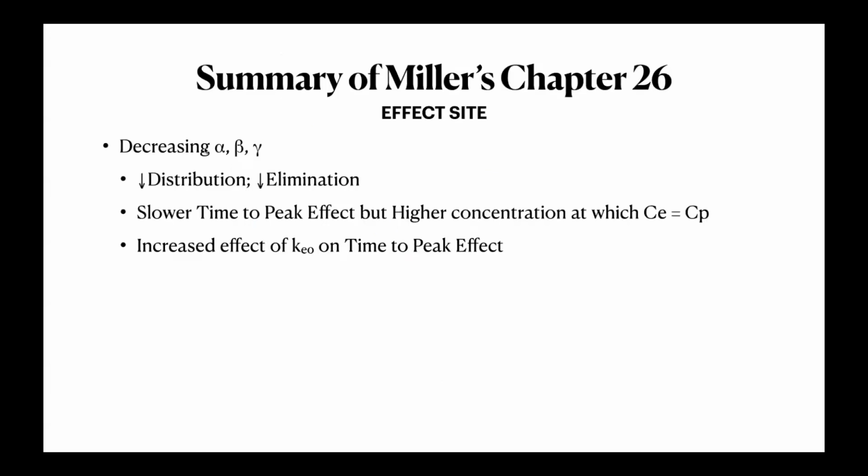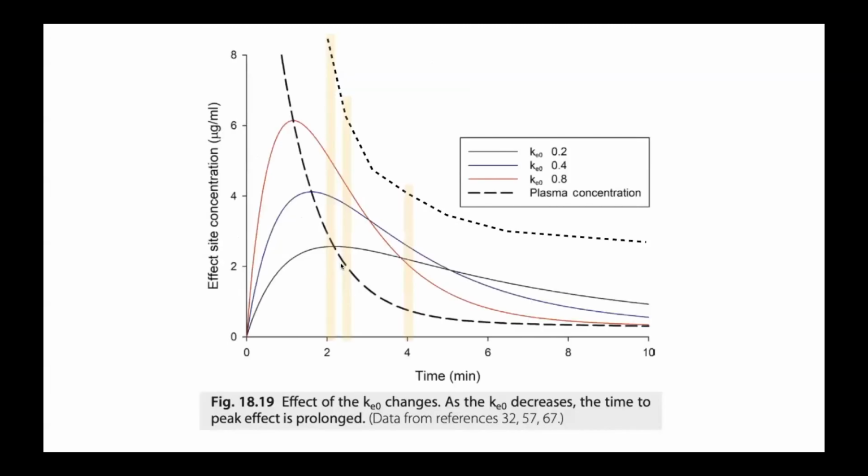Now, conversely, if you decrease your alpha, beta, and gamma constants, or you decrease your distribution and decrease your elimination, you'll have a slower time to peak effect, but a higher concentration at which your effect site equals plasma. And there is an increased effect of your elimination rate constant on time to peak effect. So graphically, what I've done is, this is your original exponential decay function. Now we're saying that there's reduced distribution and reduced elimination, which means that you reach a higher concentration and your exponential decay function is a lot flatter.